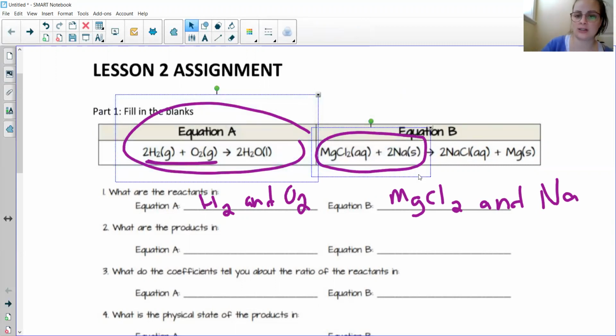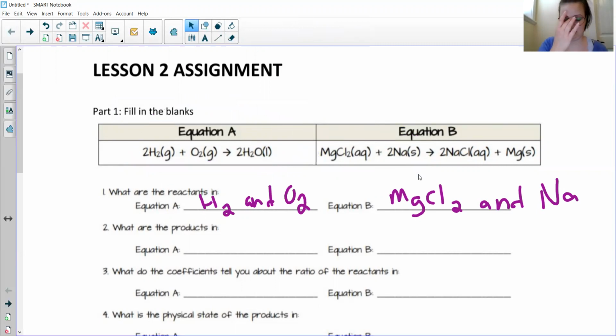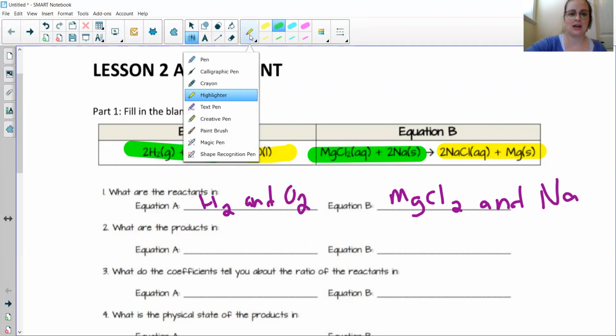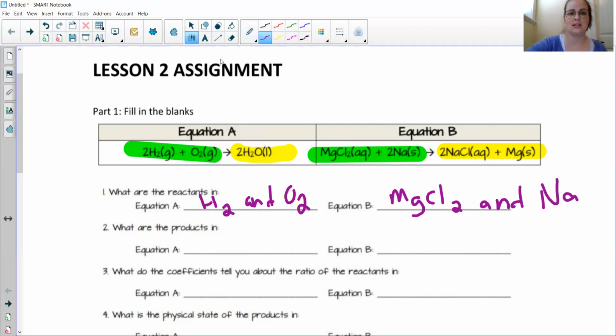Now you could have included the coefficients for balancing if you wanted to. It's not right or wrong to include those. They just aren't necessary. So it's extra information. The products in equation A are the ones after the arrow, and in equation B, they're the ones after the arrow. So if I were to highlight the reactants in equation A and equation B, the reactants are in green and the products are in yellow.